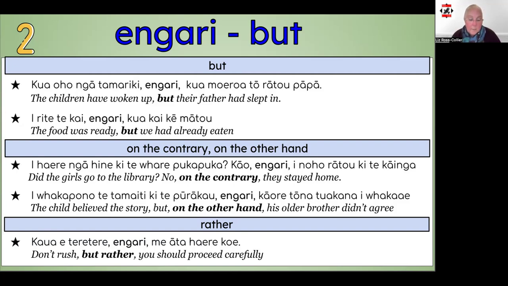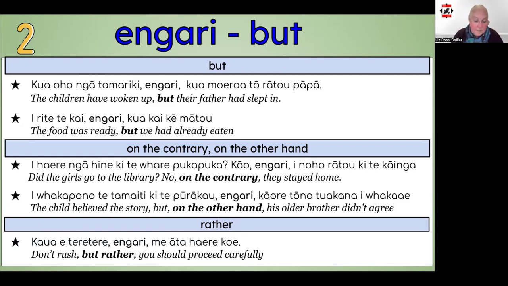In the next set of examples, engari translates to on the contrary or on the other hand. I haere ngā hine ki te whare pukapuka? Did the girls go to the library? Kāo, engari e noho rātou ki te kāinga. No, on the contrary, they stayed home.